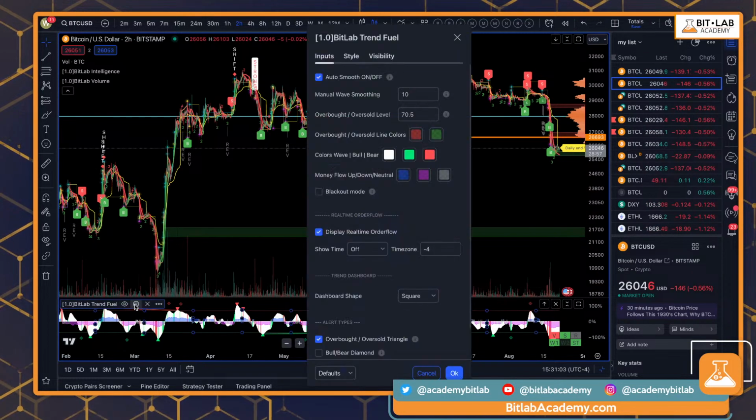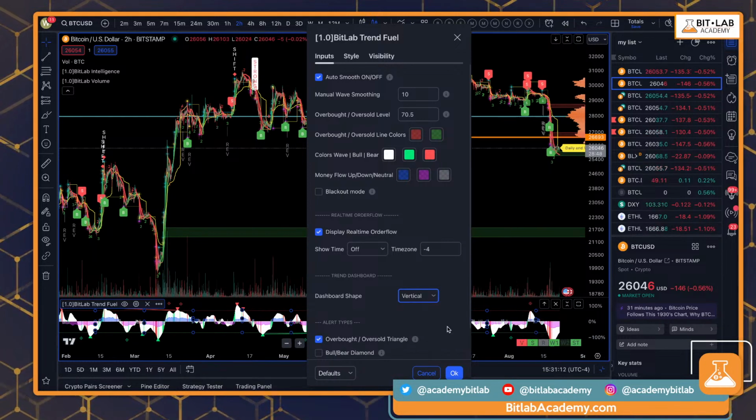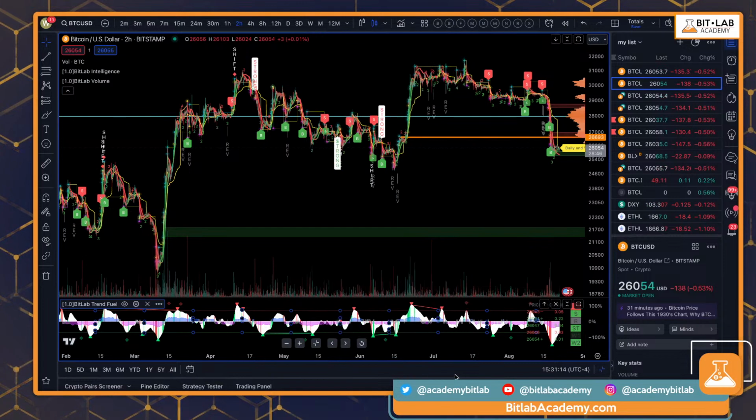If you have it minimized, looking here with the rest of your chart. And you can also have horizontal, which basically goes horizontally. Again, I prefer mine vertical, so let's leave it at vertical just like this.